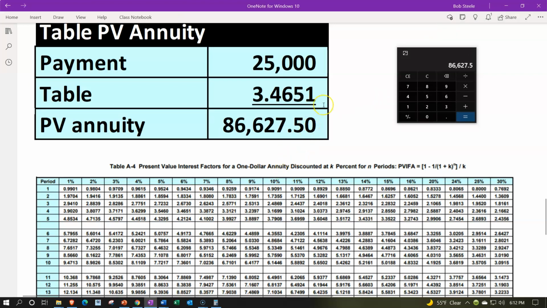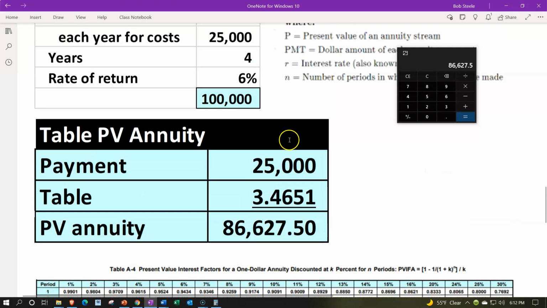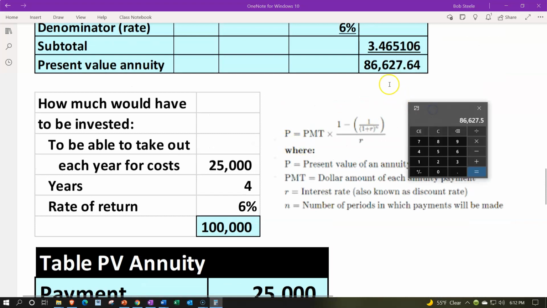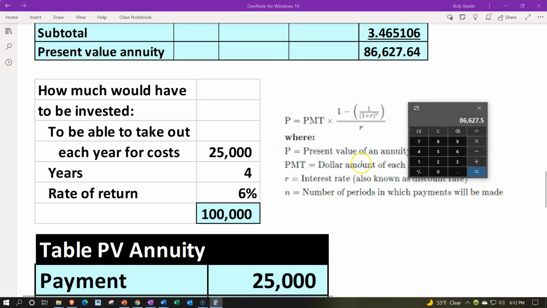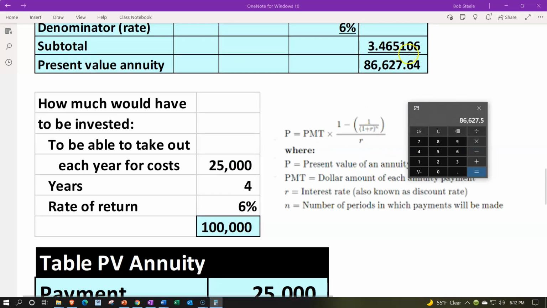86,627.5. Note that this table is rounded to 4 digits, and so that's why we might have a slightly different number, 86,627.50, compared to the 86,627.60. Due to the rounding, the actual number is more like 3.465106. So you can see it goes past 4 digits, and therefore the tables will result in a small rounding difference, one which is not generally applicable for most of the purposes we use it for in actual practice, but one which can be utilized on a test if they want to determine which method you used to do the calculation.